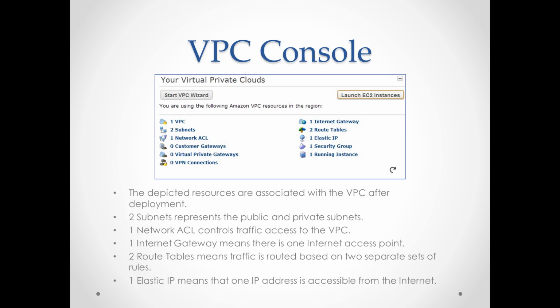Once a VPC has been deployed, these are the resources that have been allocated with the VPC, and they're all configurable through the VPC console. The two subnets represent the public and private subnet. The one network ACL controls traffic access to the VPC. The one internet gateway means that there is one internet access point. The two routing tables means traffic is routed based on two separate sets of rules. One elastic IP means that one address is accessible from the internet. And the one running instance means that there has already been an instance deployed within the public subnet.